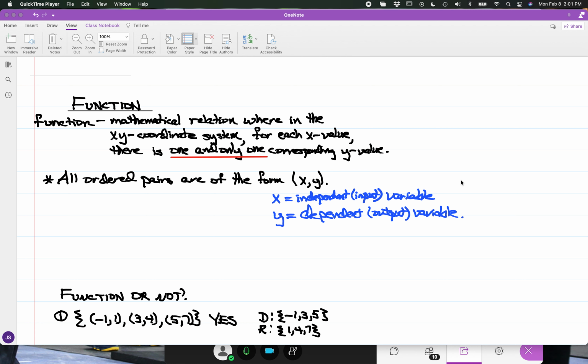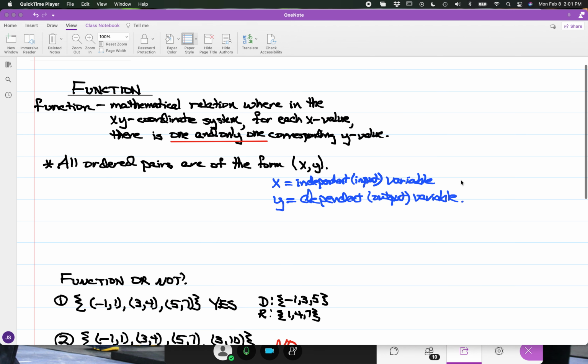Now, in the crossover, just picking up where we left off, we had, in the case of functions from last time, looked at functions in the capacity of types of ordered pair sets. And again, a function, by definition, is a mathematical relation where in the xy coordinate system, for each x value there is one and only one y value that corresponds.